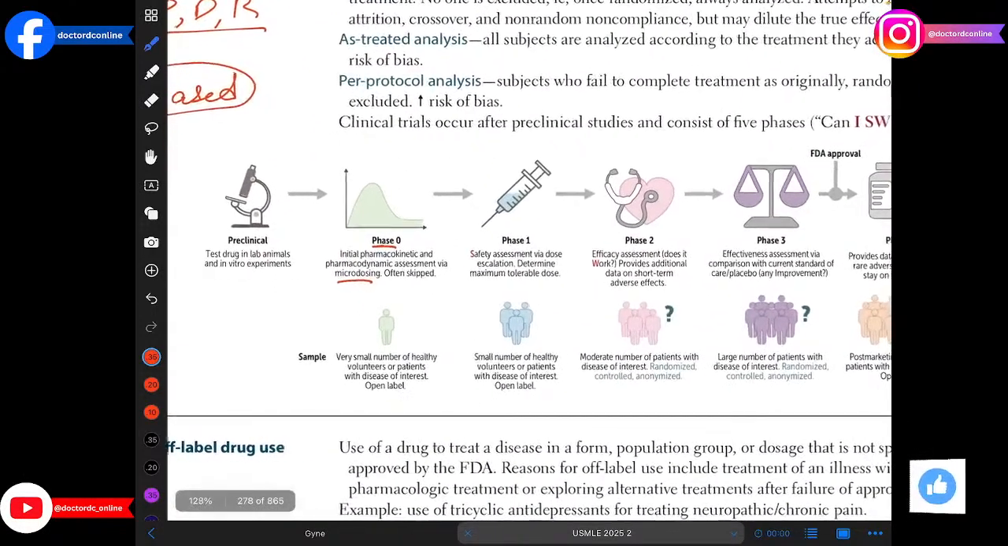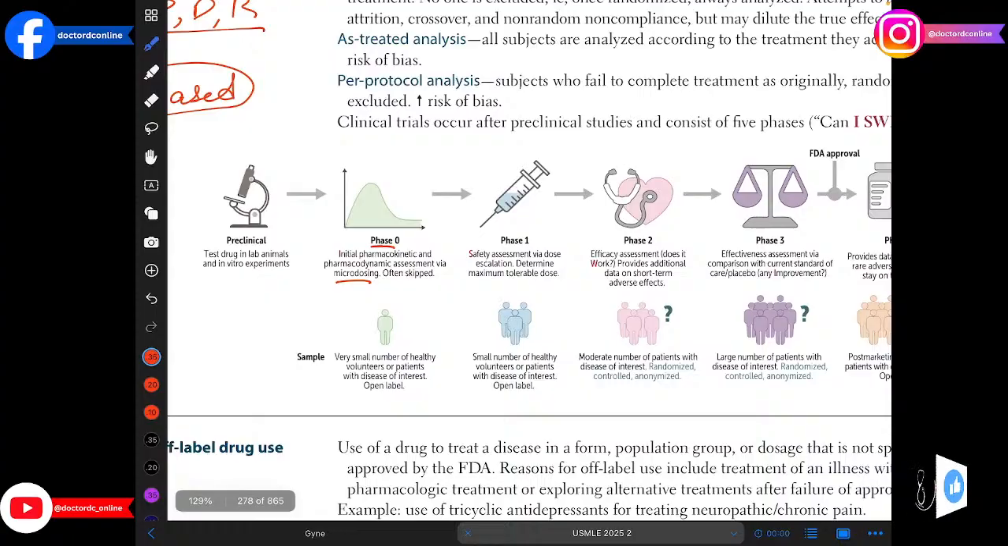This is where 10 to 15 healthy volunteers receive single subtherapeutic doses of the study drug to look at pharmacodynamics and kinetics and to confirm in vitro and animal data. Now, because study participants are getting lower than normal drug doses, you don't get any information on safety or efficacy.